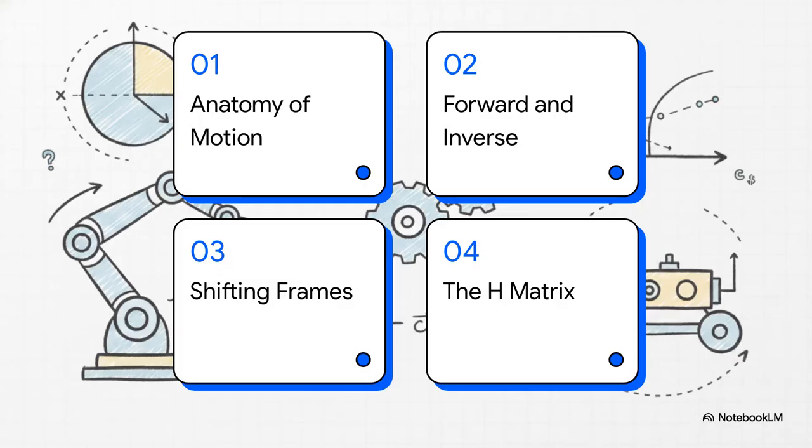Okay, let's dive into this and take a quick look at our roadmap. First up, we have the anatomy of motion. Then we'll tackle forward and inverse kinematics. Third, we're shifting frames of reference. And finally, the unified motion matrix. I assure you, we are going to build this up step by step, going from the super intuitive movement of our own bodies all the way up to complex mathematical coordination.